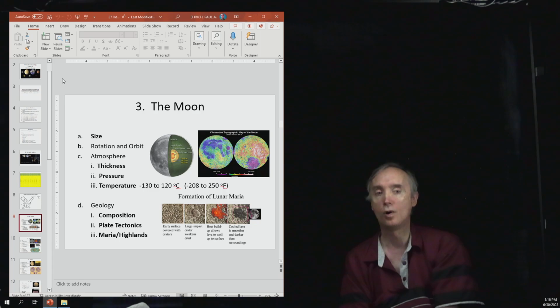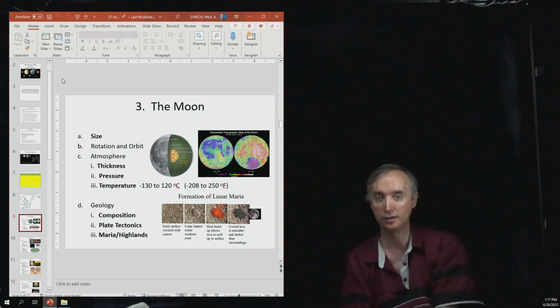Why on the side of the moon that gets sunlight is it so warm, and then on the side of the moon that doesn't get sunlight, why is it so cold? Why doesn't the moon have active plate tectonics like the Earth? Why does the moon have two different colors to it?